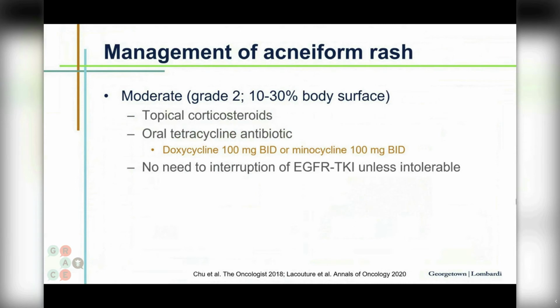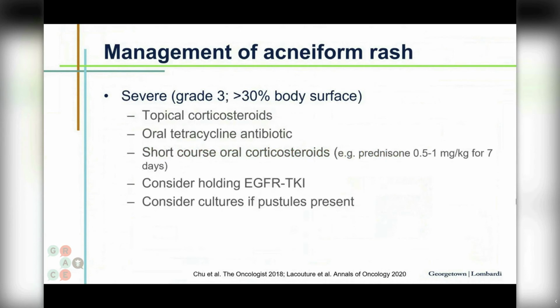When the rash becomes moderate or grade 2, defined by 10 to 30% body surface area involved, we still use topical corticosteroids. Then we think about using oral tetracycline antibiotics such as doxycycline and minocycline. The way I do it in my clinic is that I assess patients frequently, every 2 weeks or so, to determine how long the patient may need to stay on the oral antibiotics. And unless the rash is intolerable, there is no need to interrupt the therapy. Next slide, please.